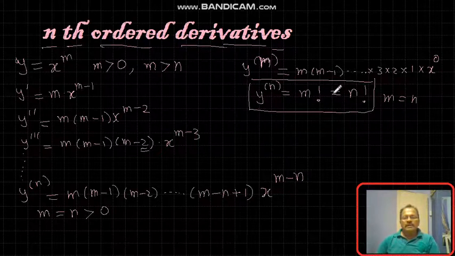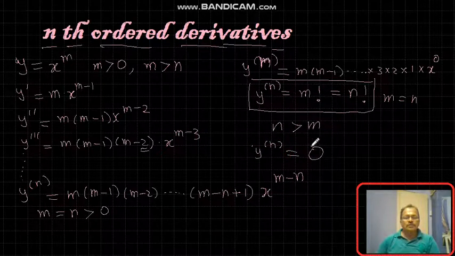You know that this is a constant, and when we differentiate a constant we get 0. So the next derivative is 0, and therefore when n is greater than m we get the nth ordered derivative is 0.